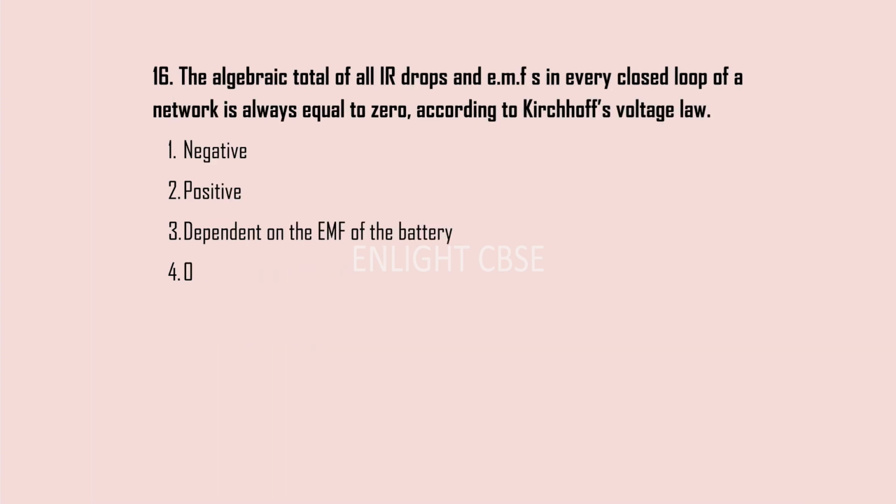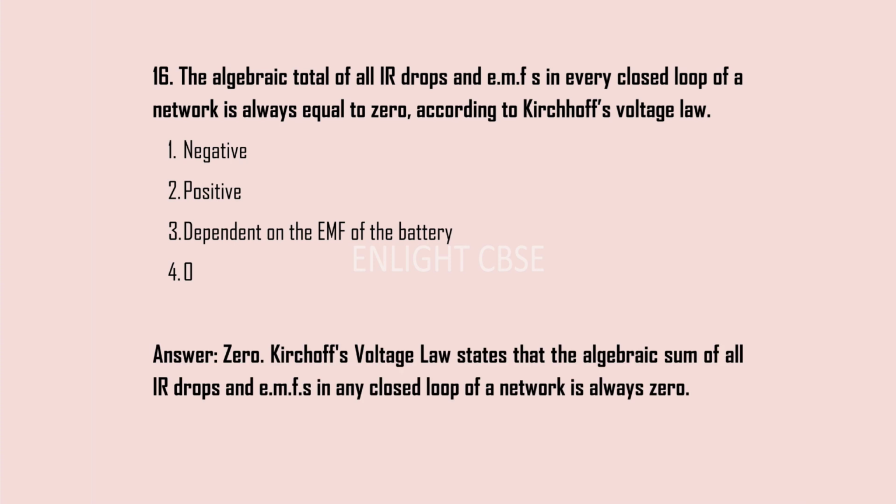Question 16. The algebraic total of all IR drops and EMF in every closed loop of a network is always equal to, according to Kirchhoff's voltage law, 1. Negative. 2. Positive. 3. Dependent on the EMF of the battery. 4. 0. Answer: 0. Kirchhoff's voltage law states that the algebraic sum of all IR drops and EMF in any closed loop of a network is always 0.